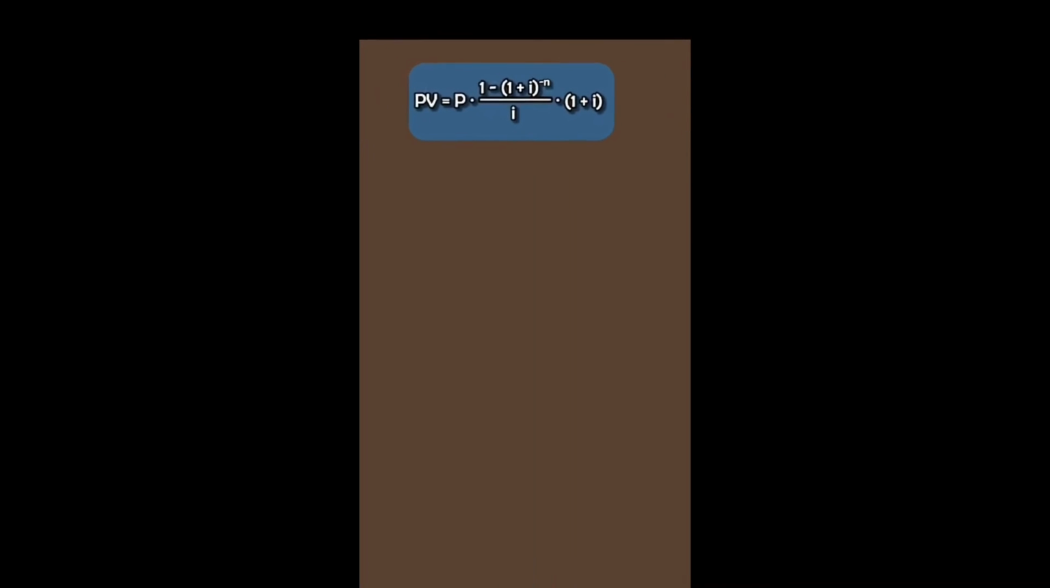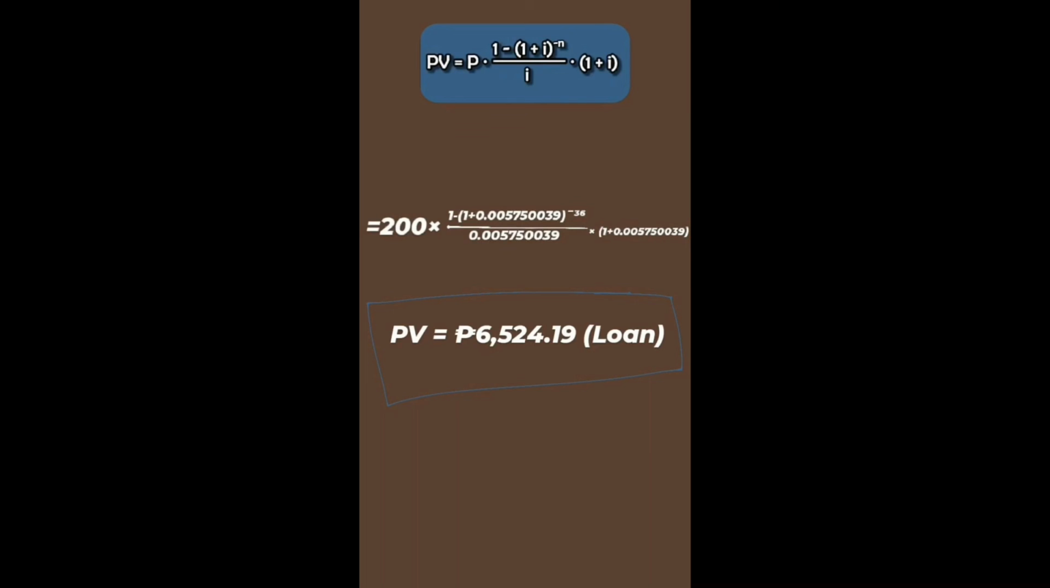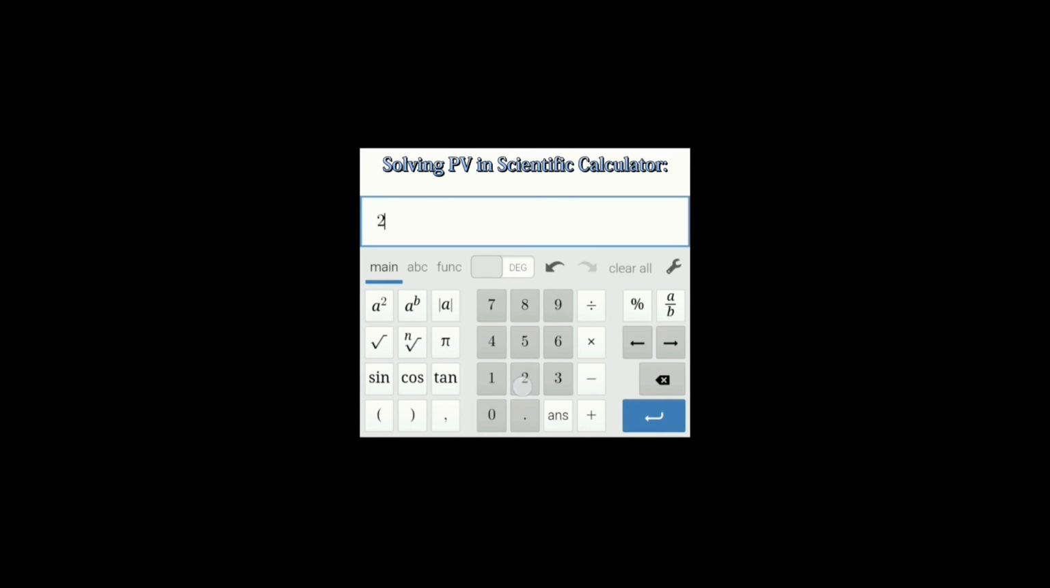So let's solve for the present value. The P will be 200 times 1 minus the quantity 1 plus the i, which is 0.0057500039, raised to negative n, which is 36, so it will be negative 36, all over i, which is 0.0057500039, times 1 plus 0.0057500039. And the answer is 6,524.19, and that is the loan.